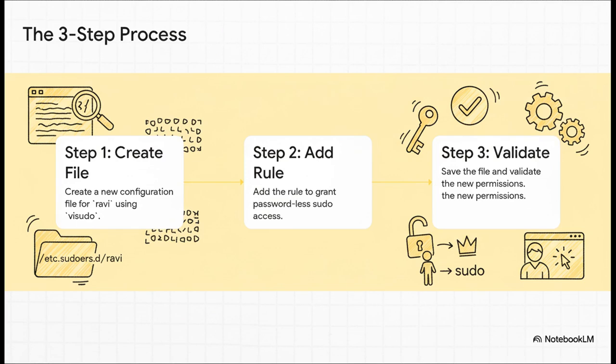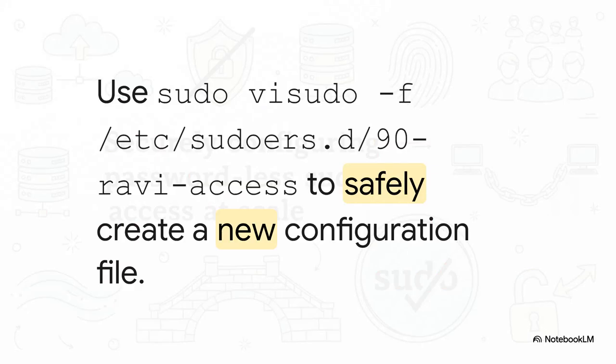First, we'll use visudo to safely create a new dedicated file just for Ravi inside that sudoers.d directory. Second, we'll add the one specific rule that gives him passwordless access. And finally, of course, we'll double-check that everything works exactly as we expect it to. Here we go! This is the exact command for step one.